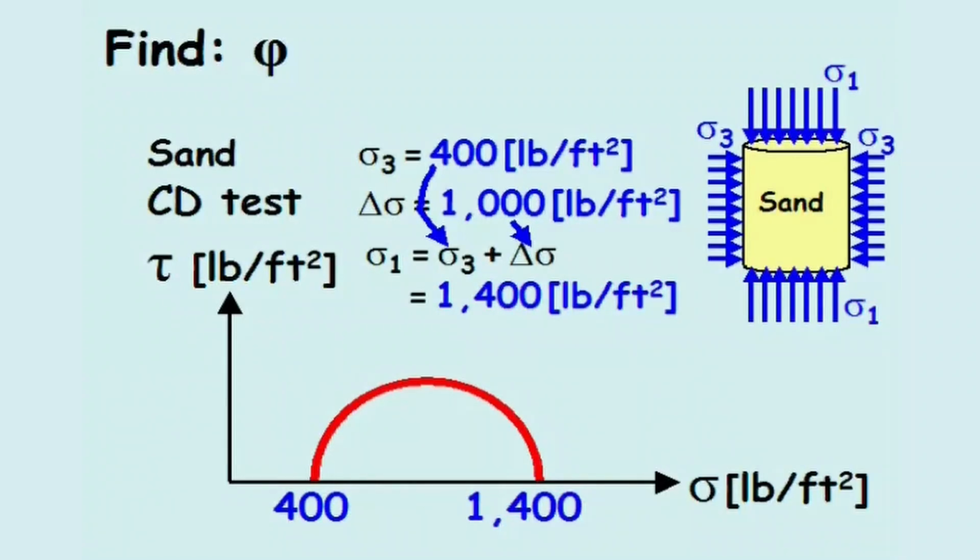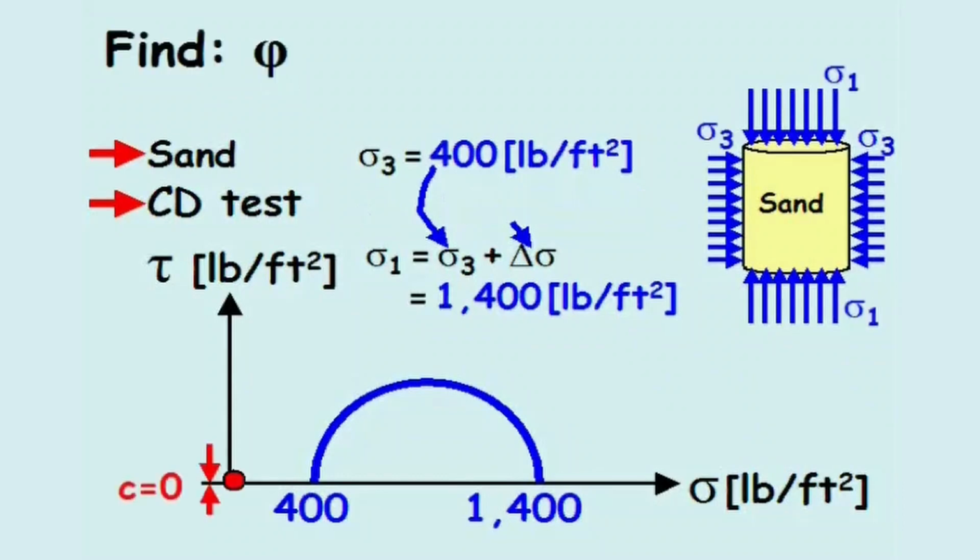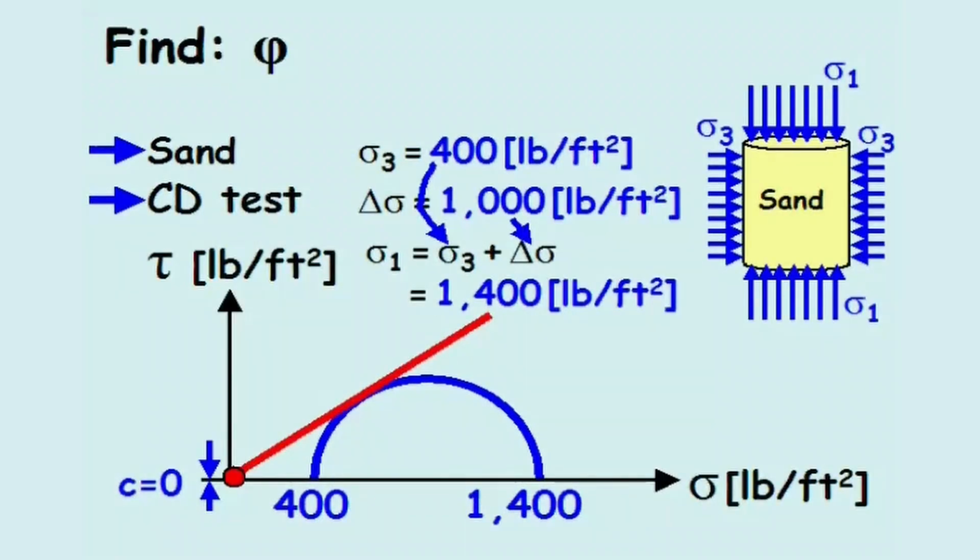Next, we draw our semicircle. However, we don't have a second set of test data to help us determine the point of tangency. But we do know that the soil is sand in a consolidated drained condition, which means the cohesion is 0, and the rupture line passes through the origin of the graph. The rupture line is plotted, and the angle of internal friction is identified.